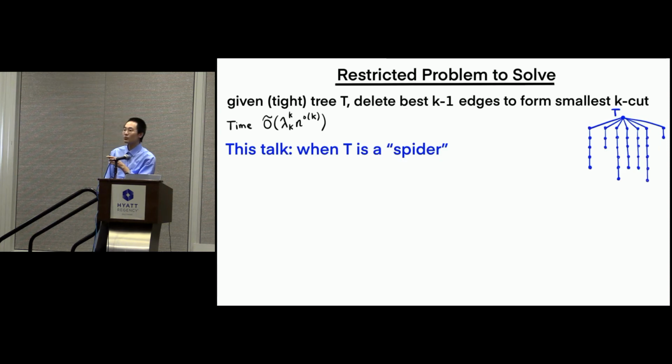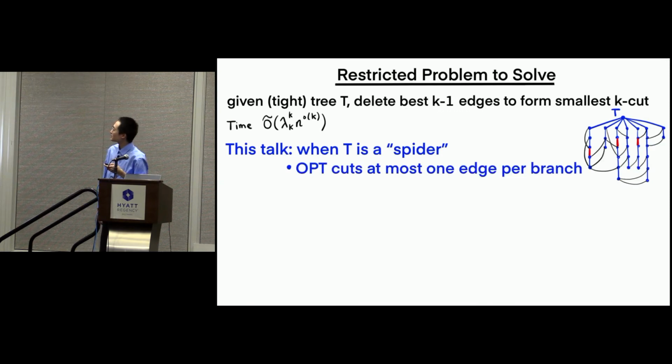In this talk, we'll consider the case when the tree is a spider. That basically means that the tree has a root, and aside from this root, all the other vertices belong to branches hanging off from this root, the paths hanging off from this root. We'll make the additional assumption that the optimal k-cut cuts at most one edge per branch. So it picks some k minus 1 branches and cuts one edge from each branch. In this case, it cuts the first, third, and fifth branch. Again, this is the induced k-cut, and we pay for these edges.